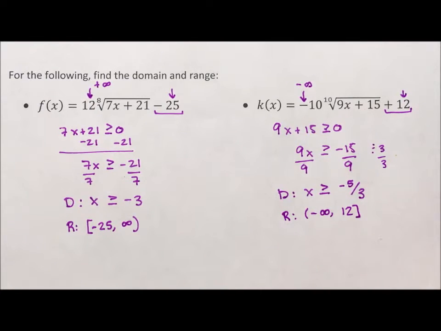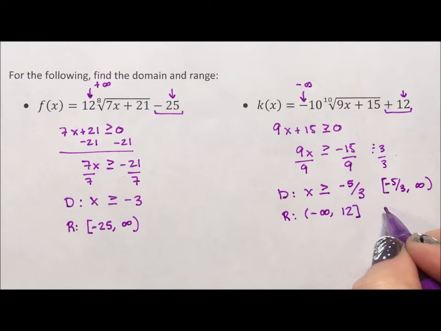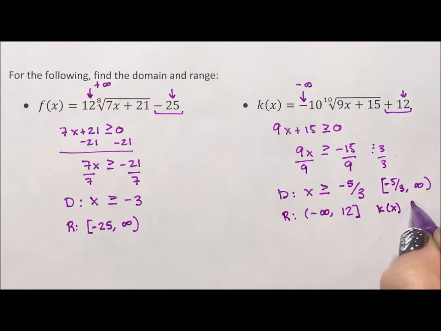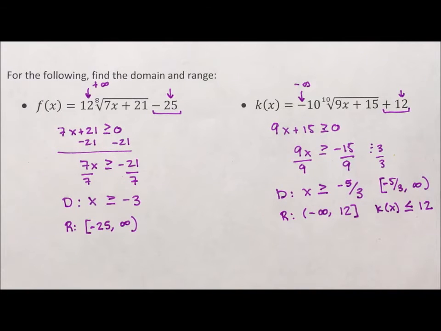You can, of course, use interval notation for the domain. I could say negative 5/3 to infinity. I could use an inequality for the range. I could say that k of x has to be less than or equal to 12. Unless you're specifically told the format, you have freedom, but make sure you're writing your domain and range in the format that is expected of you.